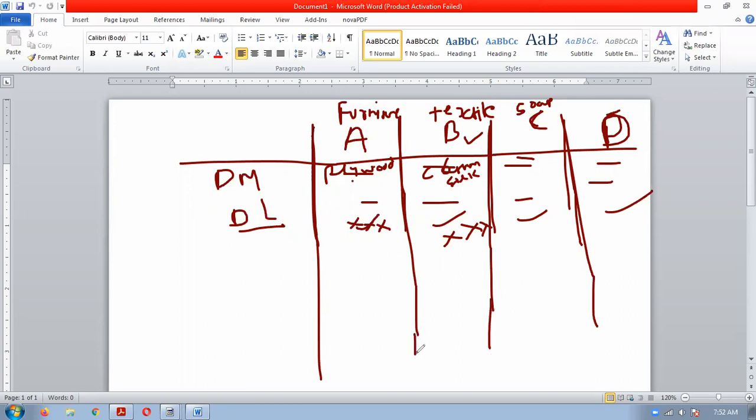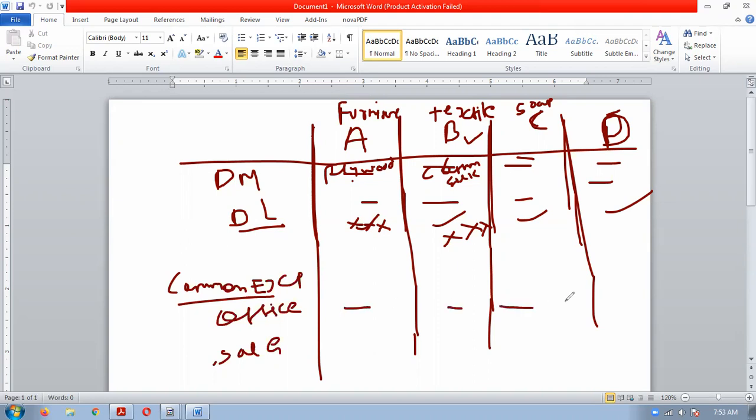Now, understand there will be other common expenditure also. Like office. Office will be common for all the products. There will be no separate office for each product. So office expenses you can call it as common expense. Then sales expenditure. So these all will be related to all the product A, product B, product C. These are all common expenses. So we cannot directly allocate the cost to each product. So such expenditure are known as overheads.